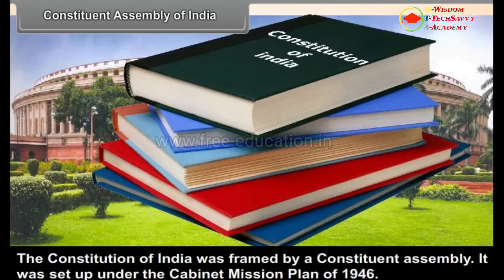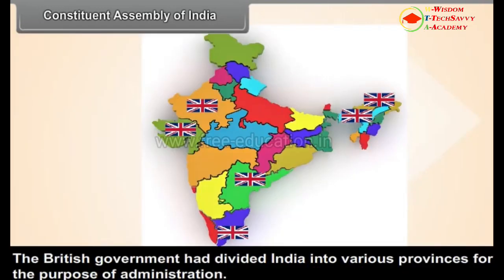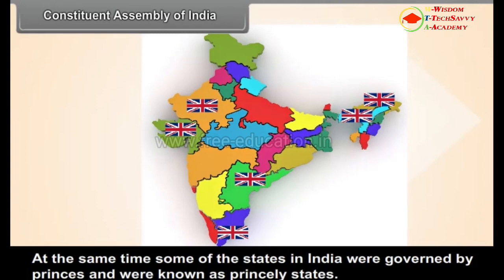C. Constituent Assembly of India. The Constitution of India was framed by a Constituent Assembly. It was set up under the Cabinet Mission Plan of 1946. The British government had divided India into various provinces for the purpose of administration. At the same time, some of the states in India were governed by princes and were known as princely states.